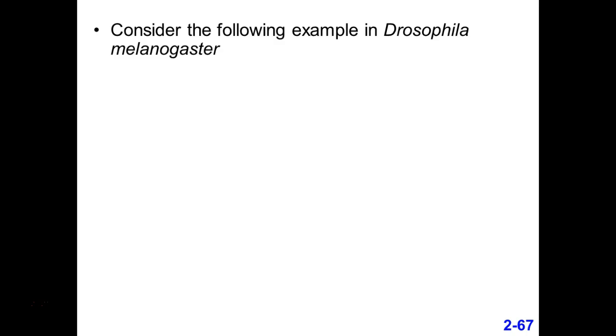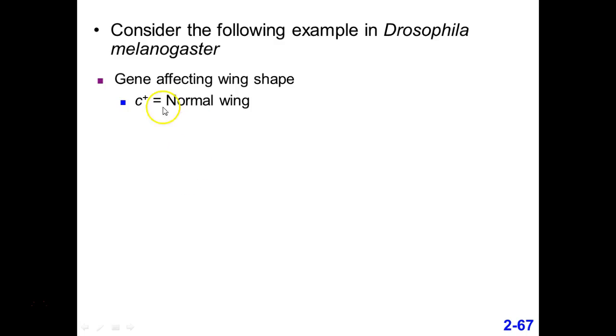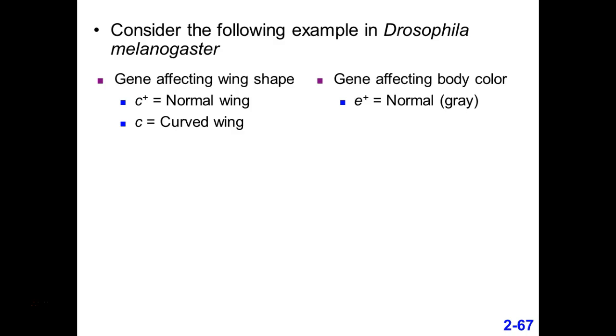So looking at fruit flies, Drosophila, there's a gene for wing shape. Trouble saying that word. For the genotype, they write it C+ for normal wings, just a C for curved wings. And then we could also look at body color. We have normal body color E+, which is gray, and E, which is ebony.